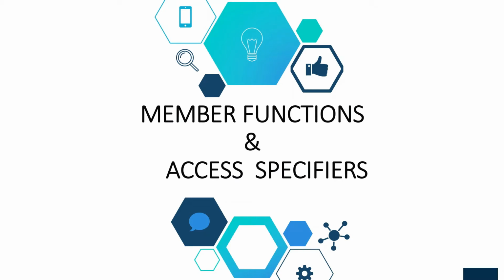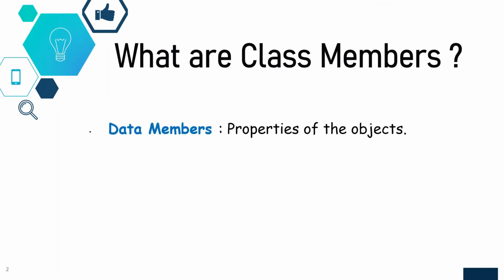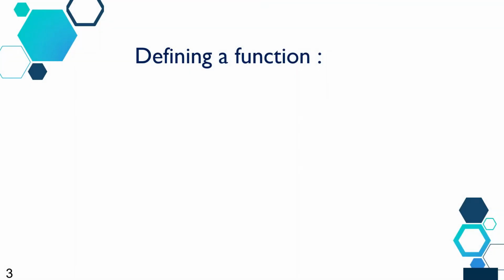Let us first recap some basic concepts. What are class members? They include data members, which are commonly known as variables, which are the properties of the objects. Next, we have the member functions, or simply known as functions, which are the behavior of the objects. Now, how to define a function?